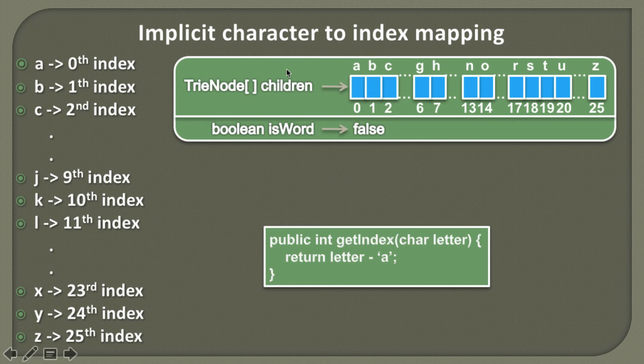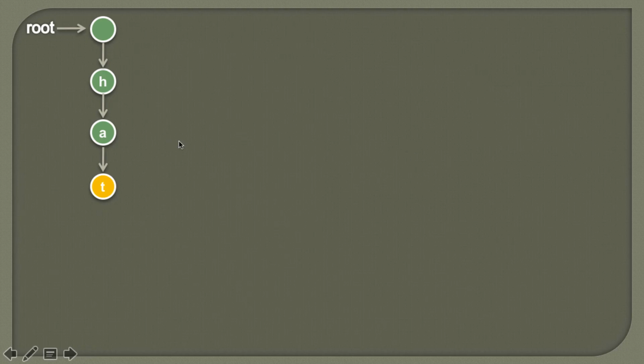So friends, this implicit character to index mapping we will be using in our upcoming tutorials when we insert a word into a trie and when we search for a particular word in a trie. Also friends, in our previous tutorial we saw this demonstration. So let's look at it one more time to make it more clear.